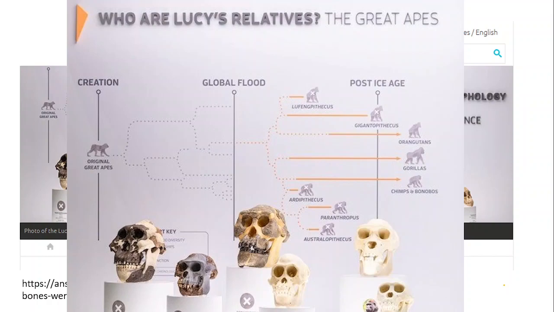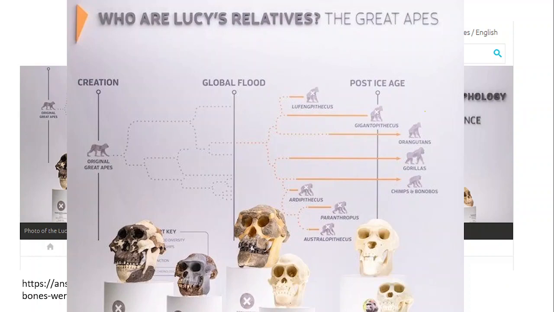So this article is about Lucy in particular, but they have a display that talks about who all her relatives are. By saying relatives, that means who is she related to? If not to man, is she related to anything else? And their conclusion is she is actually related by common ancestry to a bunch of other different species of apes.